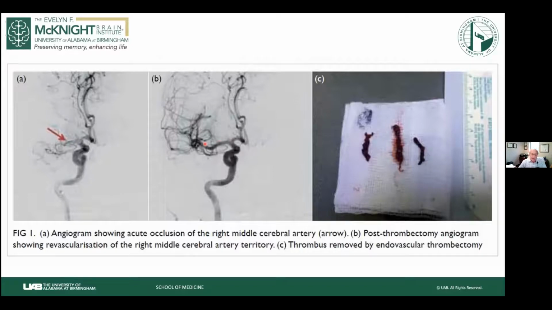They will refer to this kind of outcome as a TICI, T-I-C-I, having to do with thrombectomy. And a TICI 3 is a perfect emergence of the full vascular flow.